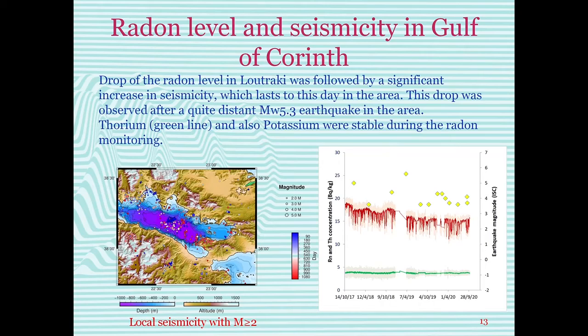Thorium, shown with the green line, and also potassium were both very stable during the radon monitoring, showing the consistency of the measurements. The gaps in the data were mainly due to technical issues.